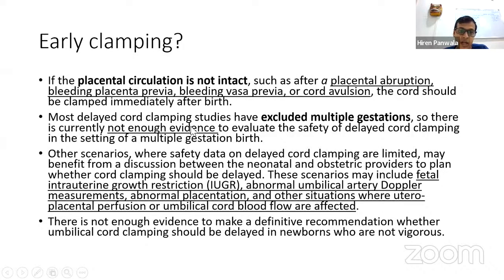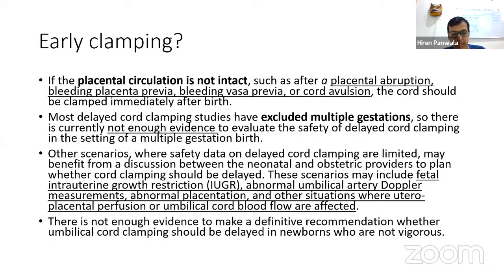Most delayed cord clamping studies have excluded multiple gestations, so there are no recommendations for them. And IUGR babies, abnormal umbilical artery Doppler, abnormal placentation and other situations where utero-placental perfusion or umbilical cord blood flow are affected, in such scenarios, delayed cord clamping is not recommended yet.